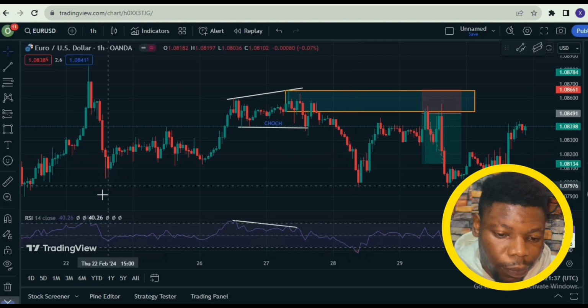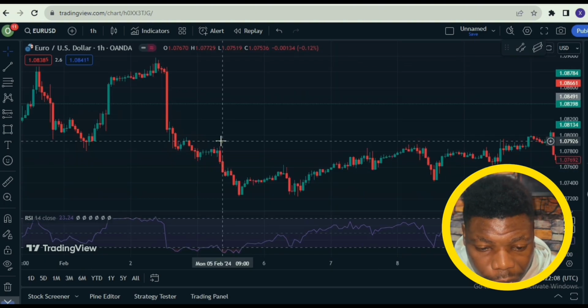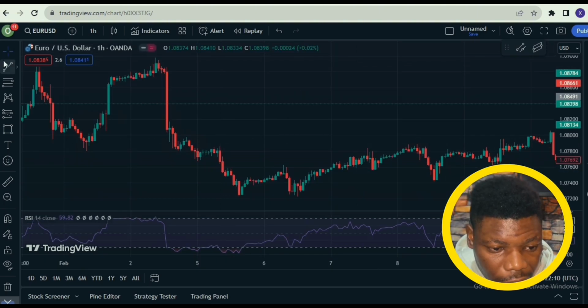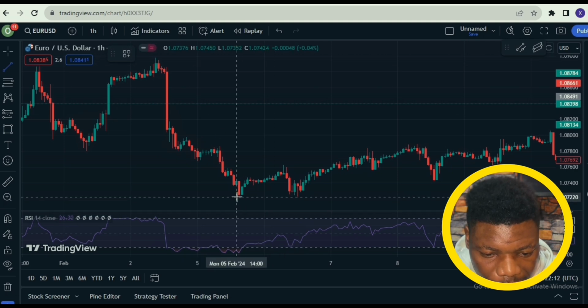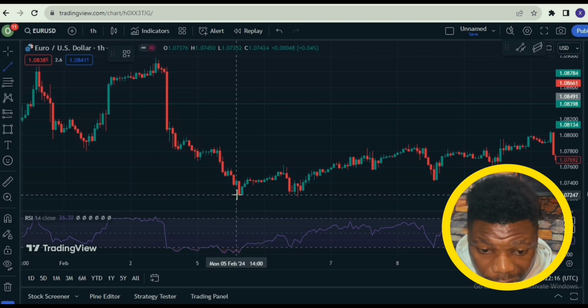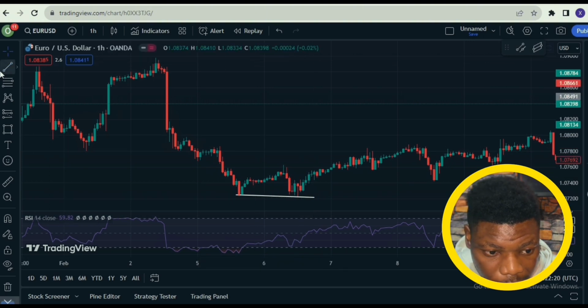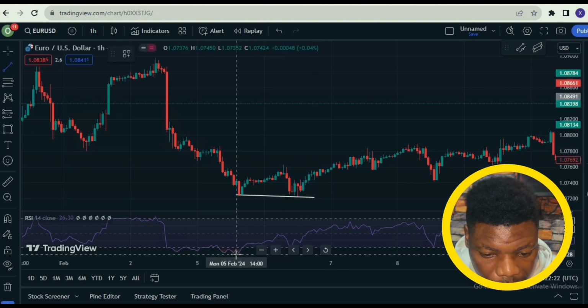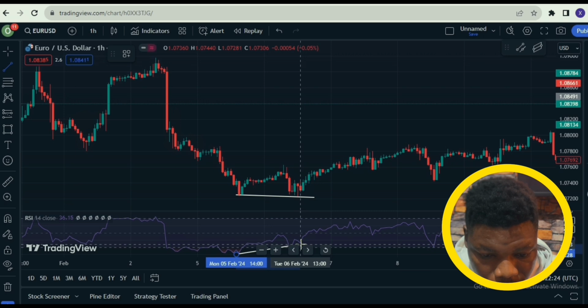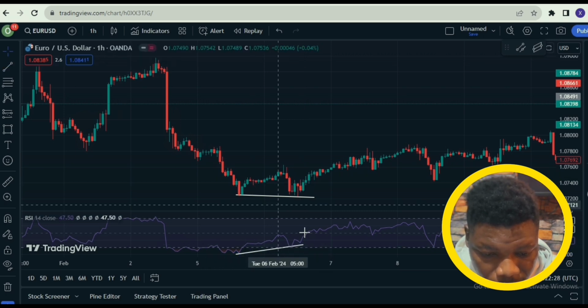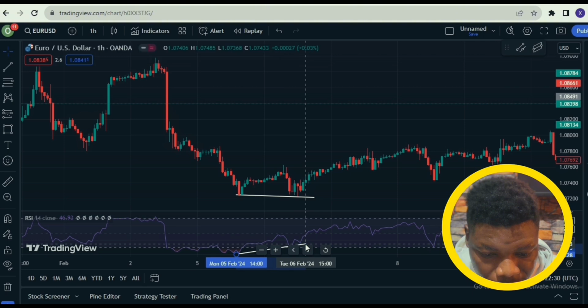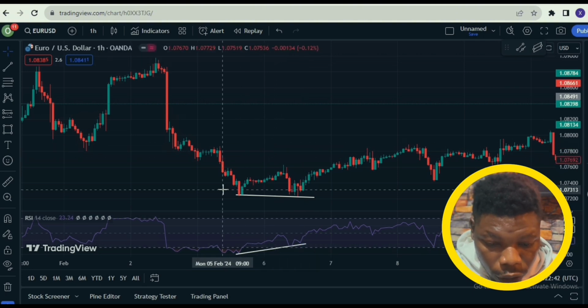So let's take more examples. Guys, we have another example here. As you can see, there was a divergence that occurred here. That was a bearish example. This is a bullish example. There's a divergence that occurred here, right? If you notice, there was a divergence here. So after the divergence, what happened?